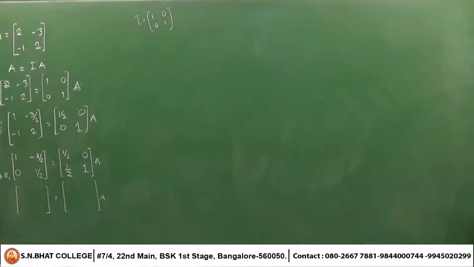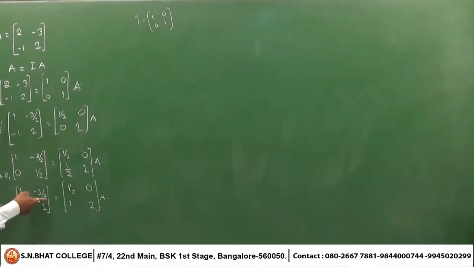Therefore R2 dash is 2 times R2. That is multiply R2 by 2. 2 into 0, 0. 2 into 1 by 2, 1. This is 2 into 1 is 2. This is 1 minus 3 by 2, 1 by 2, 0. We have made 1, we have made 0, we have made 1.